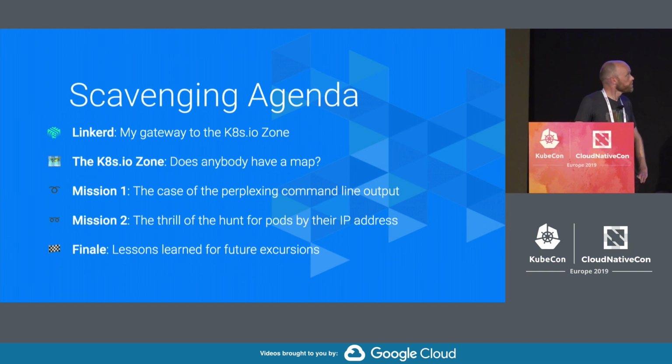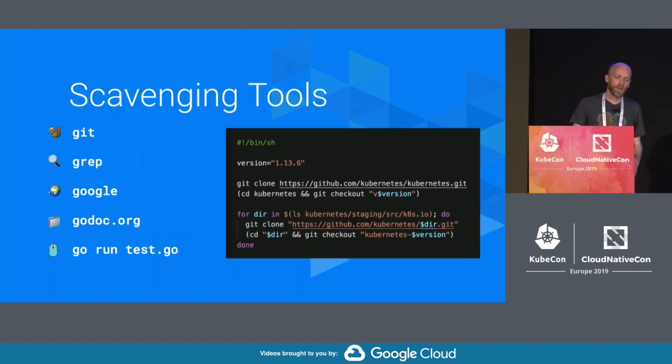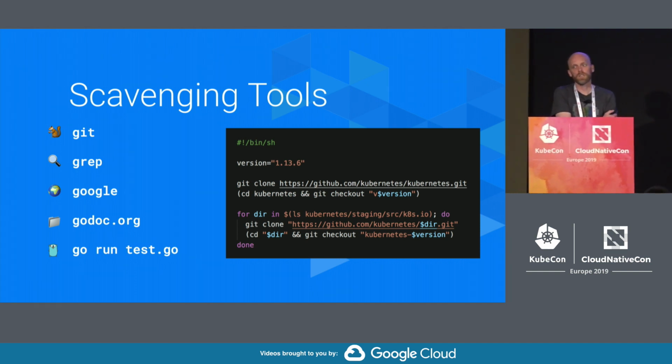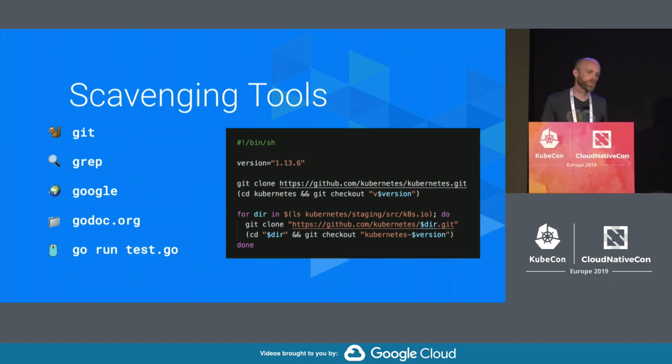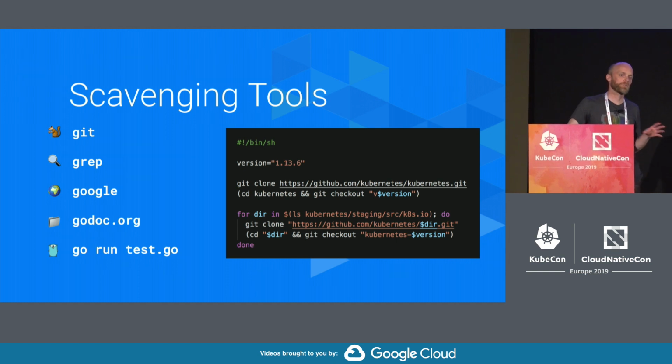Any good scavenger needs really good tools. So these are the tools that I use. I call them the 5 Gs: Git, grep, Google, Godoc, and then go run test.go. Basically what I mean by the last one is sometimes it's easier for me to explore the libraries in Kubernetes or in any large Go project by writing some simple throwaway scripts rather than trying to do it fully within the context of my Go project. So that's an approach that I take a lot, and I'll demonstrate it.